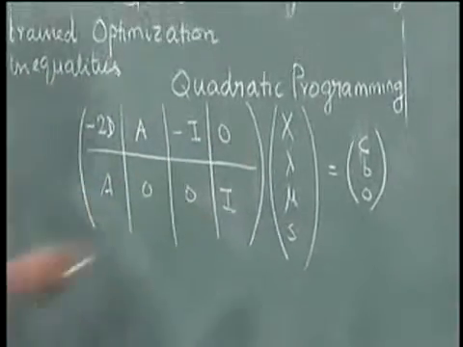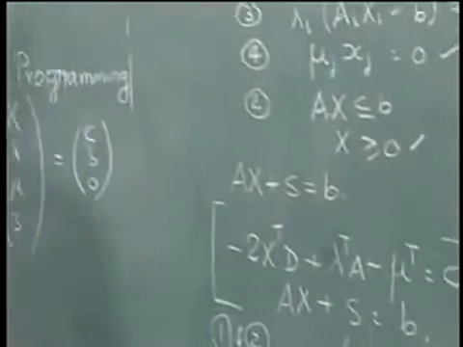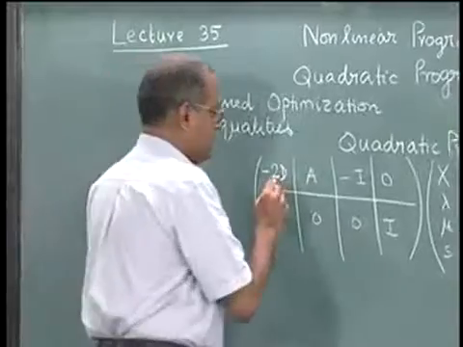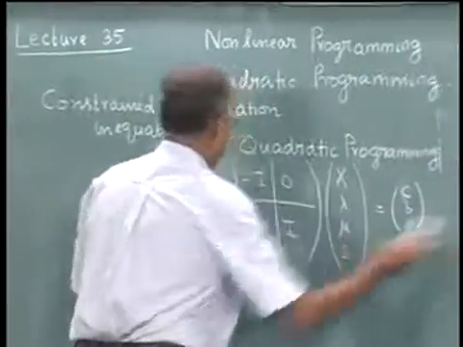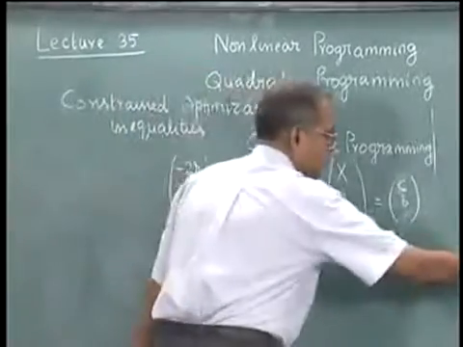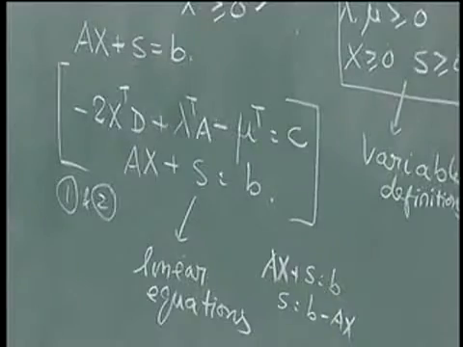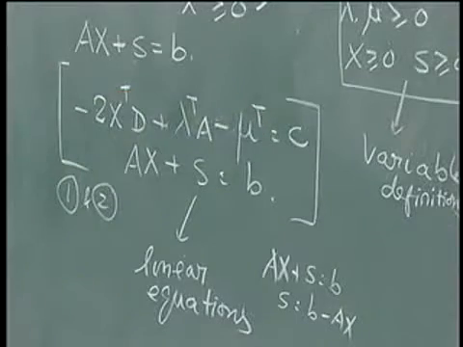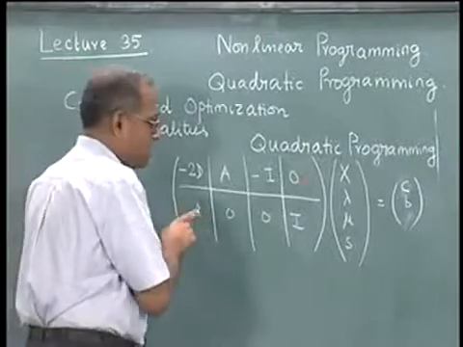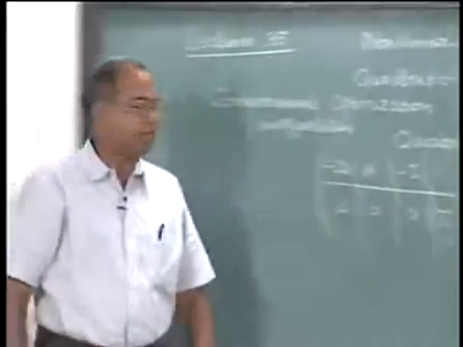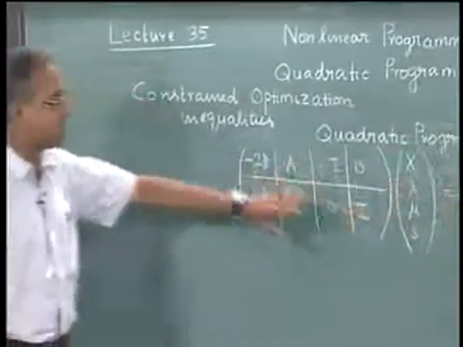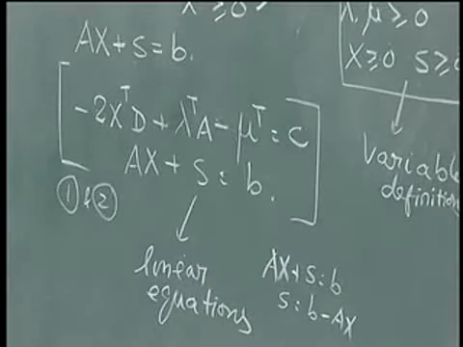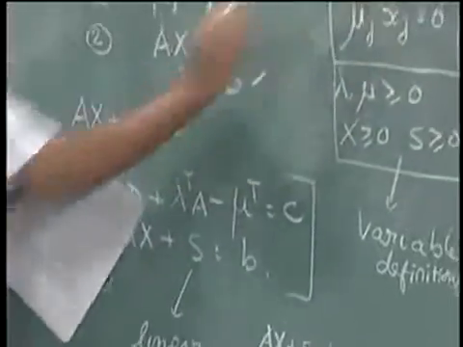Now this comes because the first set can be written as minus 2 dx, which is this form, plus lambda a, which is this form, multiplying by transpose, then you get minus mu, which is here, equal to c, which is here, and the other one is written as ax plus s equal to b. So now this is the nice representation of this set of linear equations which are given here. Plus of course we have this and we have this.